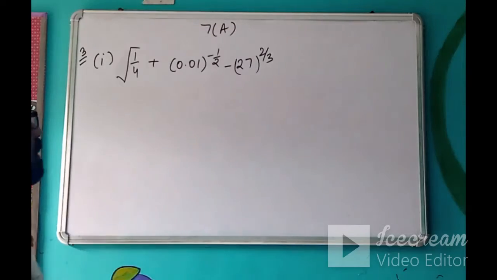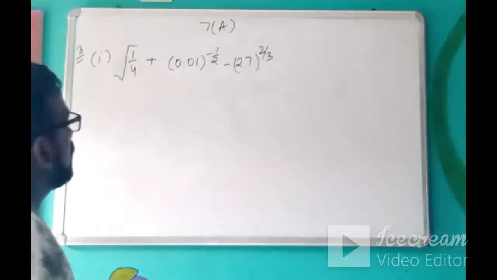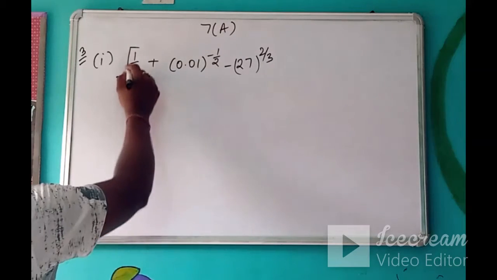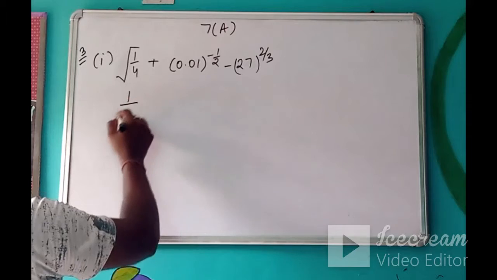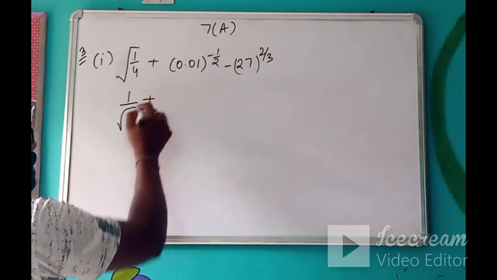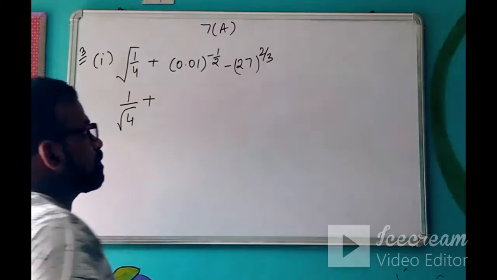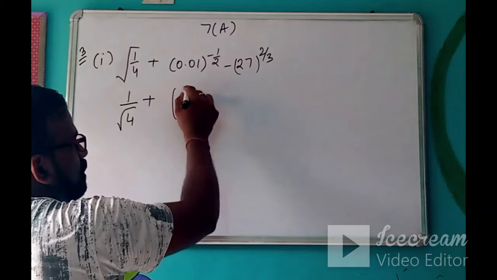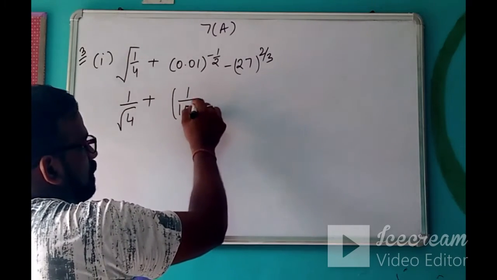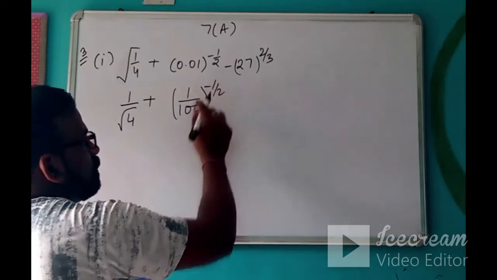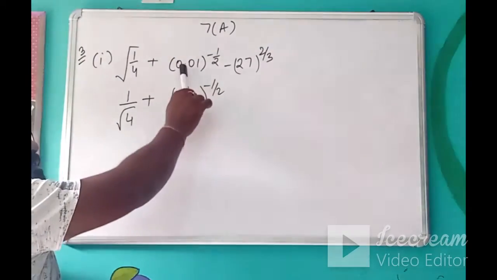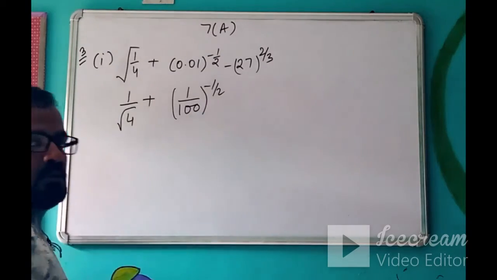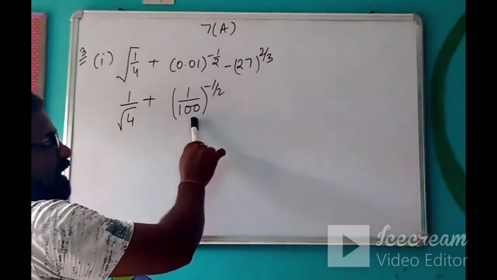Okay, now another type. This sign you already knew. This is the sign of the square root. So when you take the square root, you will get 1 upon square root of 4 plus. Now what will we do? This point is 0.01. How can we write it? We will write it like this: 1 upon 100. You remember, whenever you remove the decimals, the number of digits after the decimal point is converted into the number of zeros. So 0.01 we write like this, 1 upon 100.